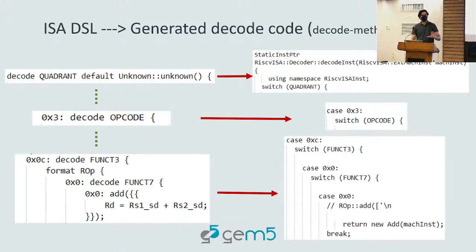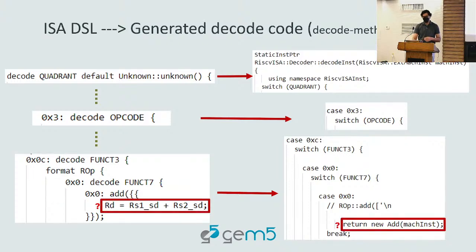To summarize, the right side is the actual generated C++ code. This is the code we looked at earlier when we were talking about how the ISA parser would come to know of an add instruction. The left side is the DSL specification or DSL code, which is how you figure out an add instruction. You can see there's a one-to-one mapping between the decode blocks we were looking at and the actual switch statements in C++.